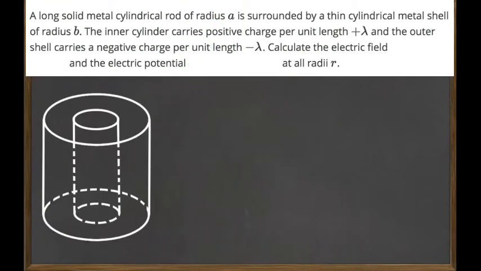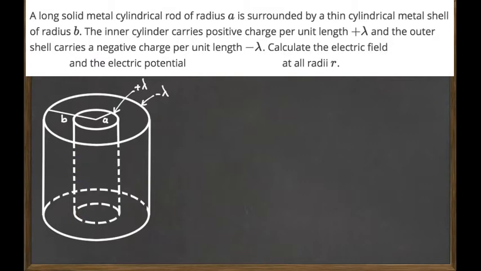Let's picture the problem. So we have two concentric cylinders, and the inner cylinder is a metal rod which has a radius a, and the outer cylinder is a shell which has a radius b, and between these two cylinders we have an empty space. The inner cylinder has a charge density plus lambda, and the outer has a charge density minus lambda. They have the same charge per length in this direction.